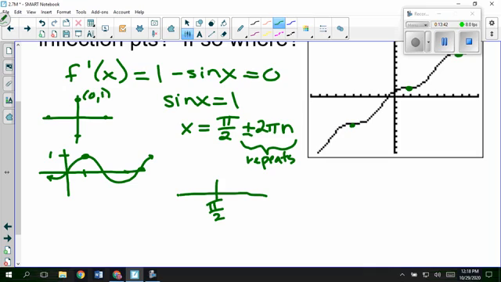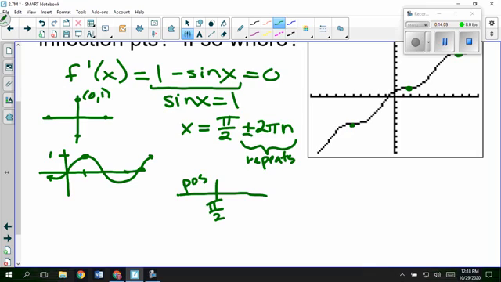So if I go right back to my derivative statement here of 1 minus sine of x, and let's just say, for example, I decide to pick some value before pi over 2. Maybe I go with 0. So before pi over 2, if I pick 0, the sine of 0 is 0, and 1 minus 0 is a positive answer. So I've got positive stuff going on here for my derivative. So my function's going up.